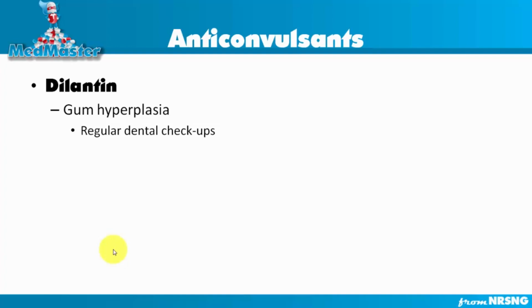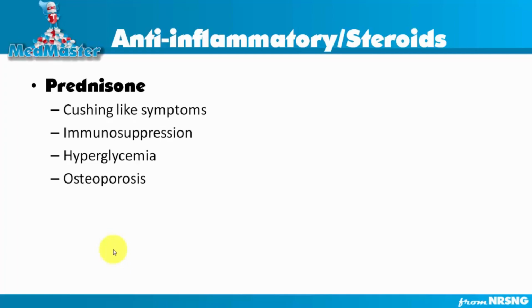So it's important for them to have regular dental checkups, to use things like a soft bristle toothbrush, and to be very careful about flossing and things like that, because this gingival hyperplasia can lead to very severe mouth disorders. Okay, anti-inflammatories, steroids. So there's a lot of these. A lot of them are going to end in zone, Deltasone, prednisone.